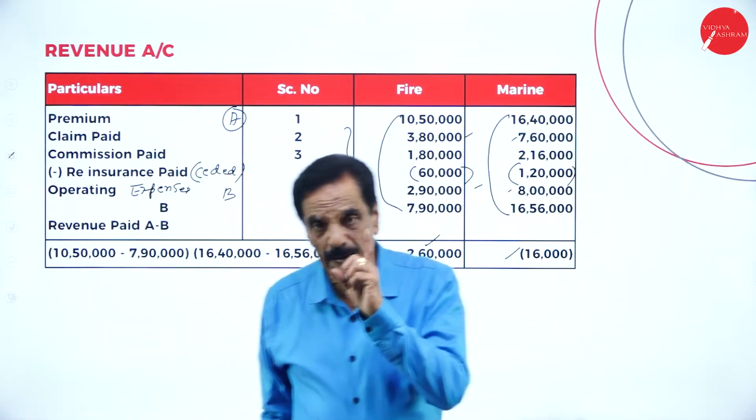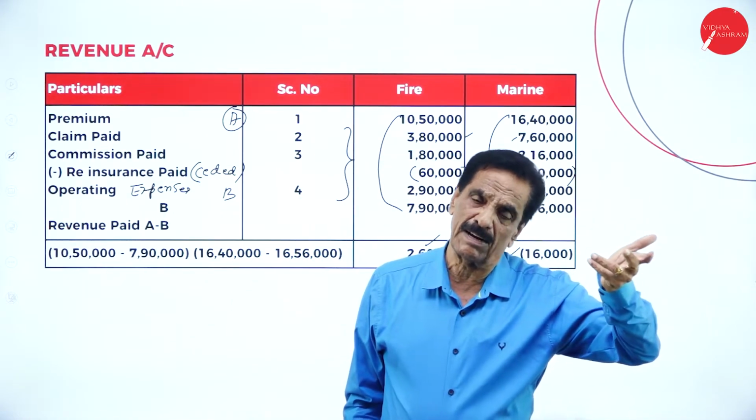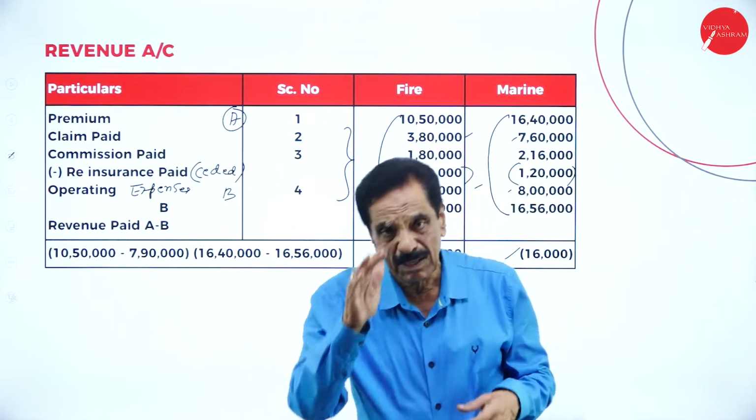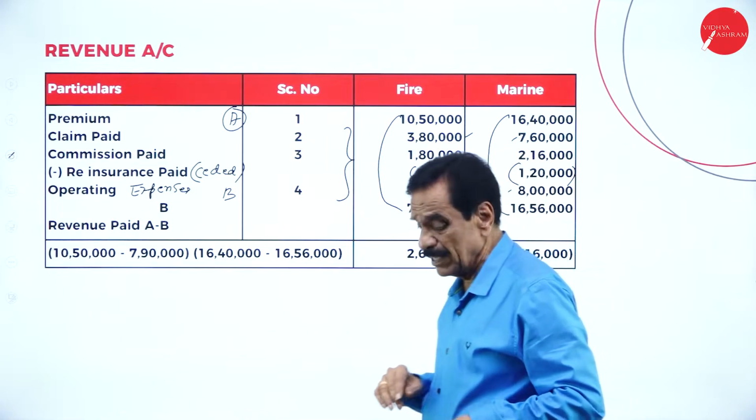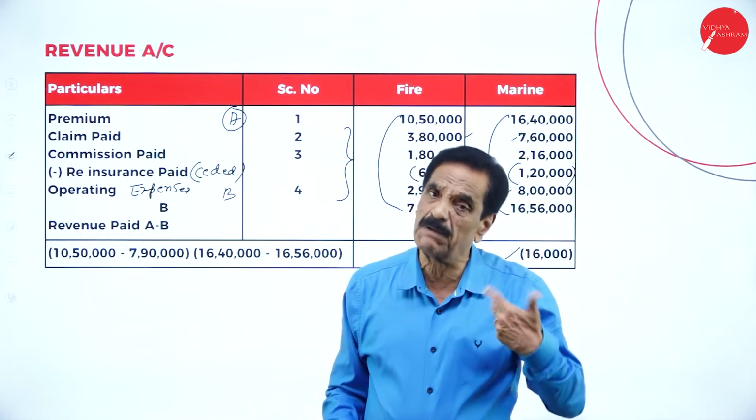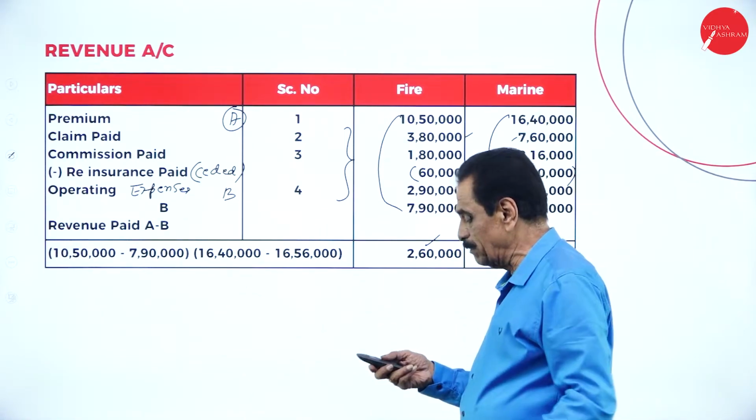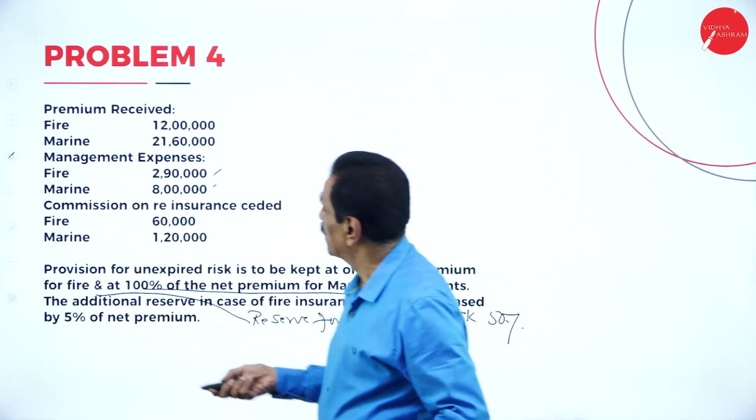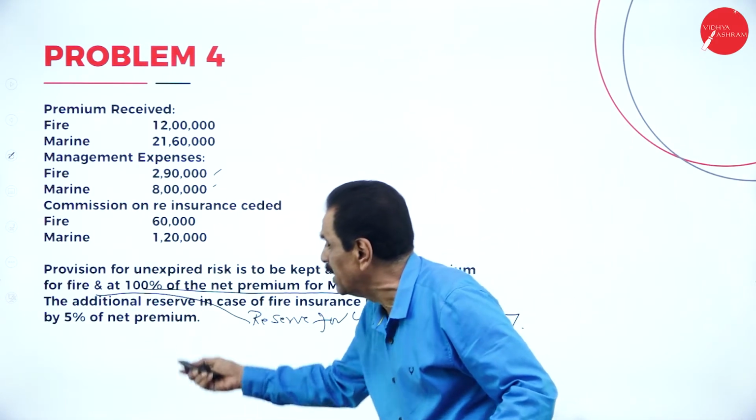Regarding the claim: claims paid, add outstanding claim of the current year, minus claim of the last year, minus reinsurance claim should be deducted. Regarding the commission: commission received, accepted should be added, ceded should be deducted. Regarding the operating expenses, we'll get the management expenses, bad debt and depreciation. Same thing will be given. Then management expenses, that is operating expenses, commission and reinsurance ceded should be deducted.